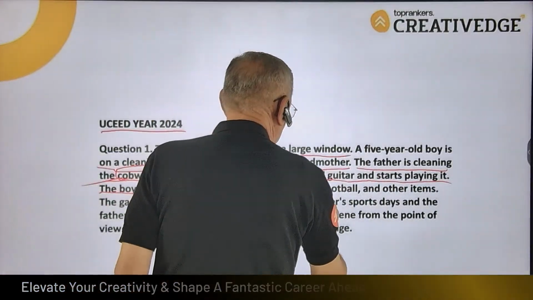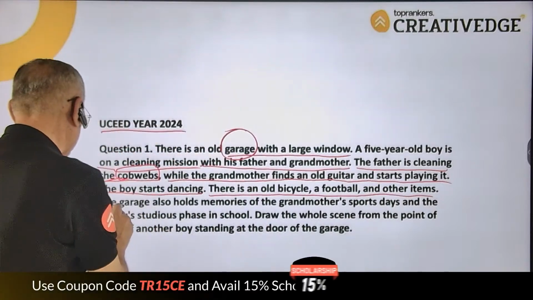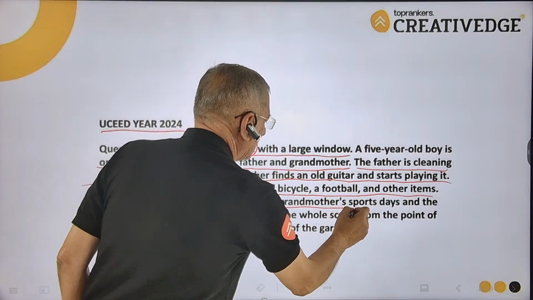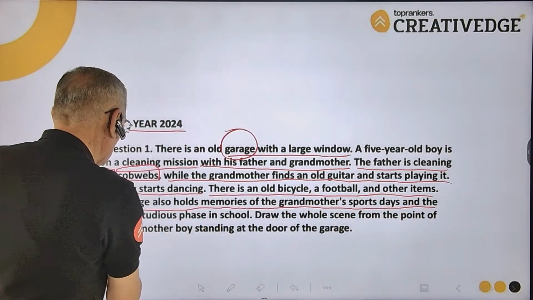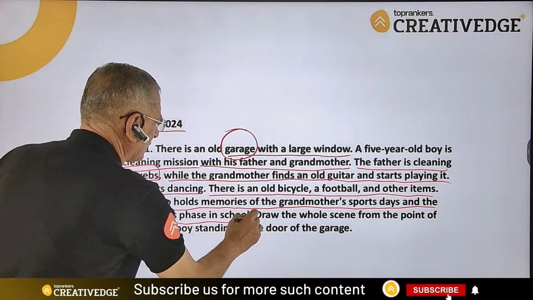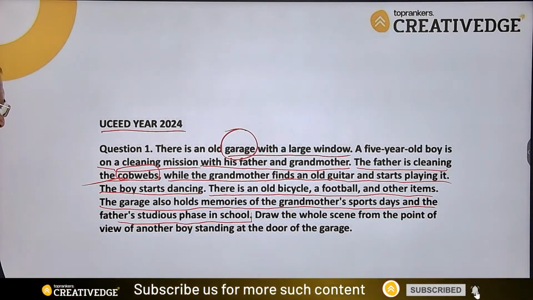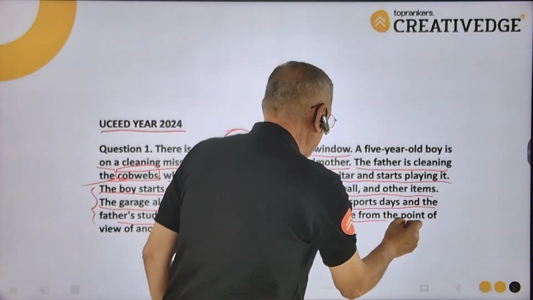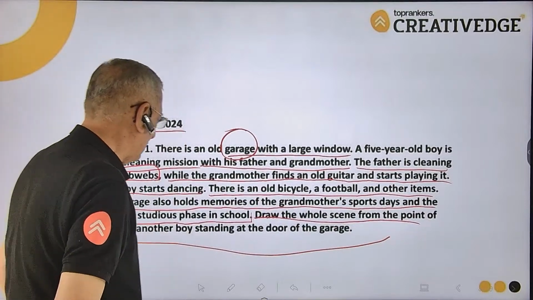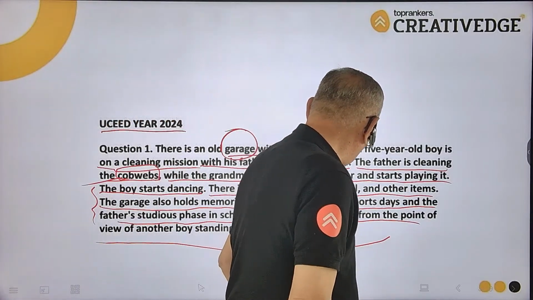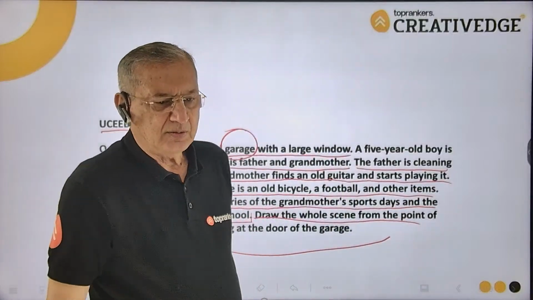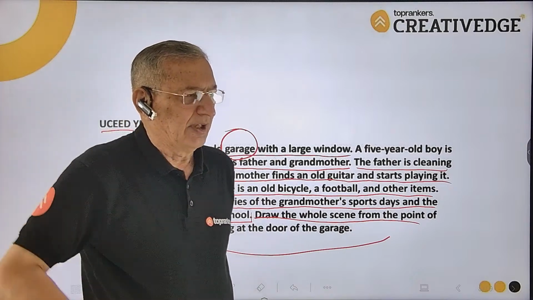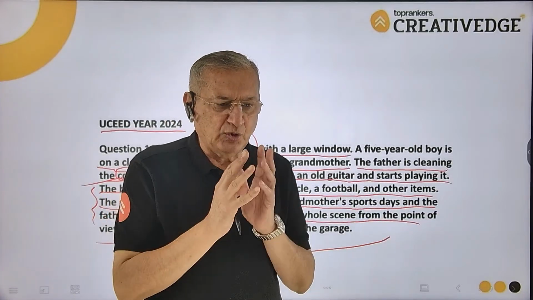There is an old bicycle, a football, and other items in the garage. Also holds memory of the grandmother, sports days, and the father's studious face in the school. Draw the whole scene from the point of view of another boy standing at the door of the garage. Now, the other one, the Nandu's one, was a mistake of the level. The garage one will show you two, three mistakes.